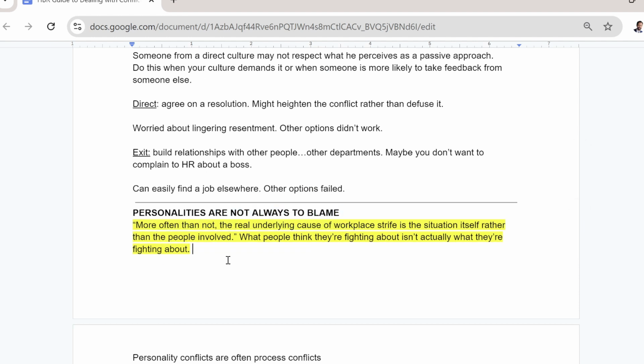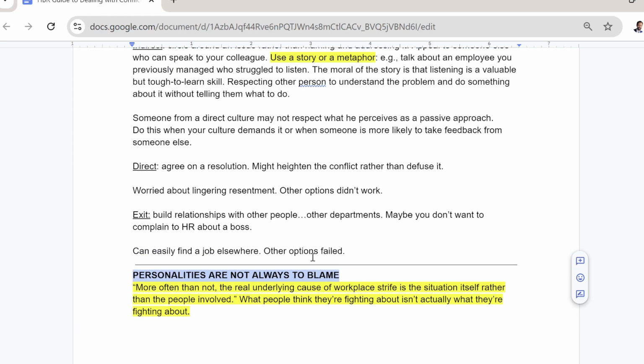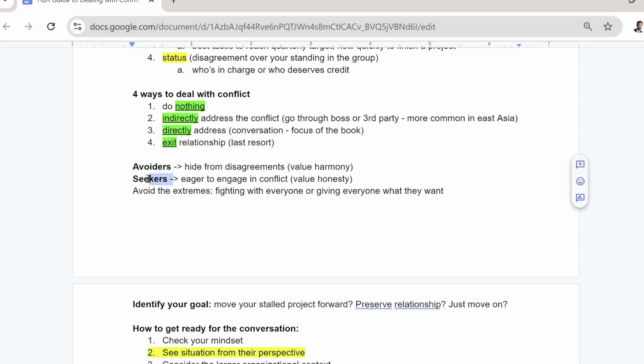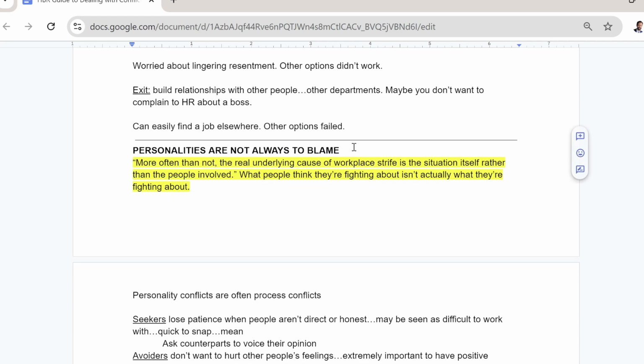One thing to keep in mind is that we tend to think of conflict as dealing with personality clashes. So somebody that's an avoider of conflict or a seeker of conflict, for example. But more often than not, the real underlying cause of workplace strife is the situation rather than the people involved. What people think they're fighting about isn't actually what they're fighting about. So that happens a lot. That's why understanding what the goal is really one of the biggest things in resolving a conflict. Because if you can both agree on the goal, and often you do, then you're able to create a more constructive conversation to resolve the issue.